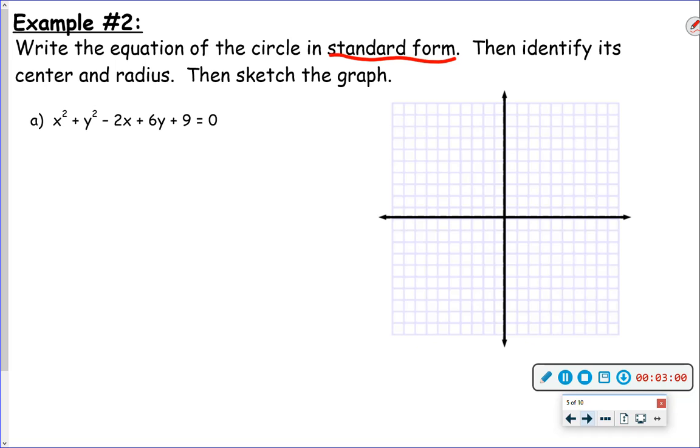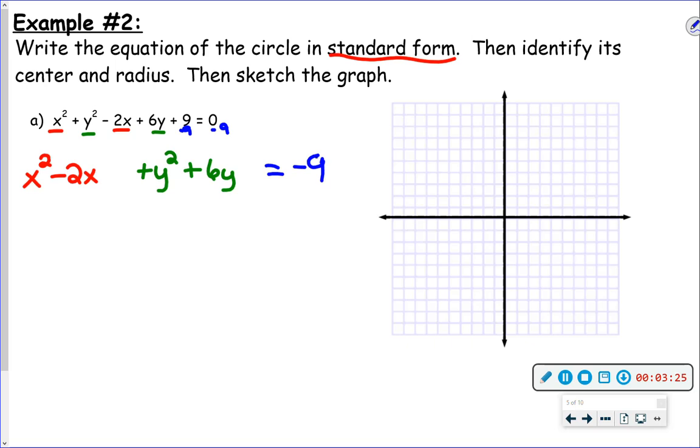Now first I'm going to rearrange this equation a little bit. I'm going to put the x's together. Then I'm going to put the y's together. So I'm going to put my y squared and 6y together. Notice I'm intentionally leaving a little space there. That's on purpose. You'll see why in a minute. And I'm going to put my equals. Again, I left a little room on purpose, and I'm just going to subtract 9 and move it to the other side. Got it. All right, let's complete our square.